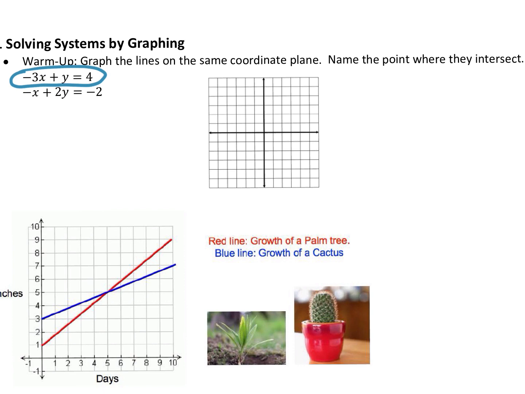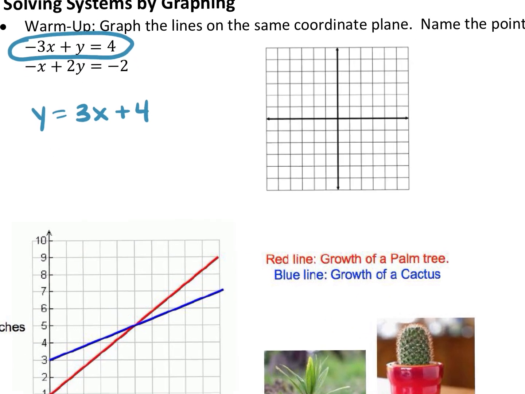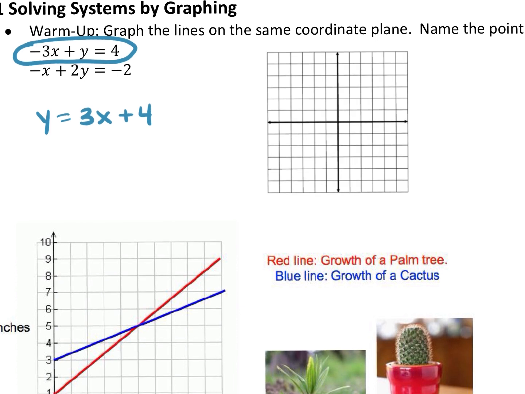Okay, so I would add the 3x. You could subtract the 4, but then you'd have to move the y and it would be negative, and then you got to change signs. So I would say the quickest way to get there is add the 3x. So this would be y equals a positive 3x plus 4. Okay, I'm going to graph in different colors so you can see which line is which. So this one's blue for me.